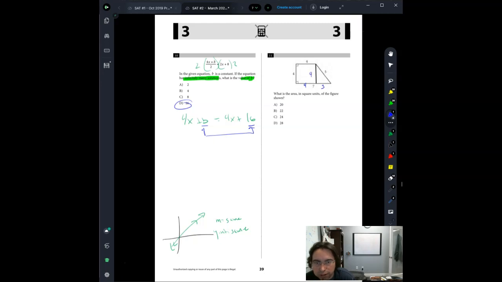What is the area? The area of the square is 16. The area of the triangle is going to be 1/2 times the base, which is 3, times its height, which is 4, which is going to give me 12, divided by 2, so 6. So the answer choice, 16 plus 6 equals 22. B is the answer choice on that one.